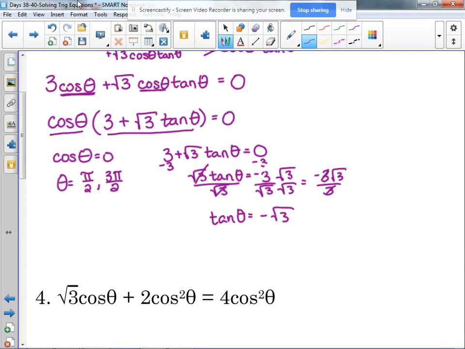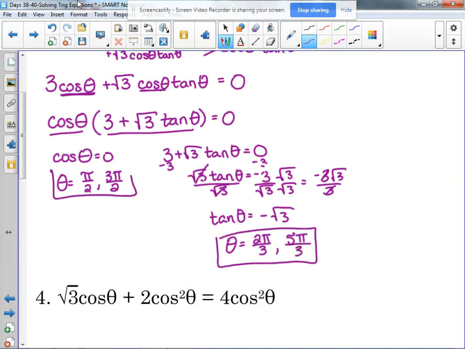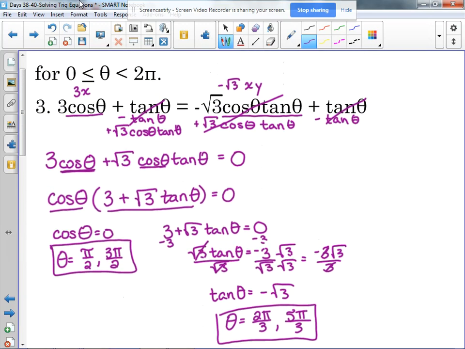So that happens at pi over 3 in the second quadrant. So 2 pi over 3, and our pi over 3 angle in the fourth quadrant. So 5 pi over 3. So a lot of times with these, you're going to get 4 answers as well. You're going to get 2 answers from one part of the problem. You're going to get 2 answers from the other part of the problem.